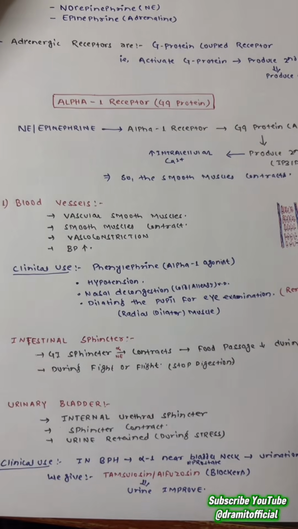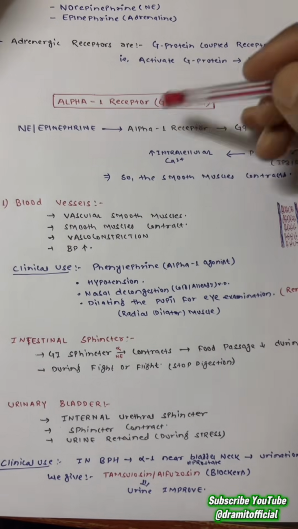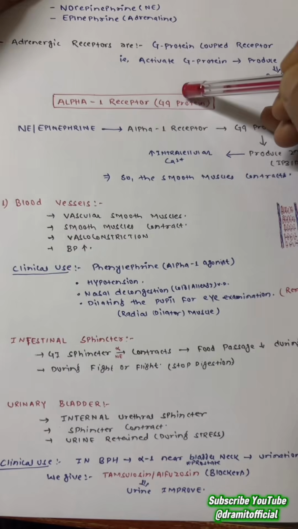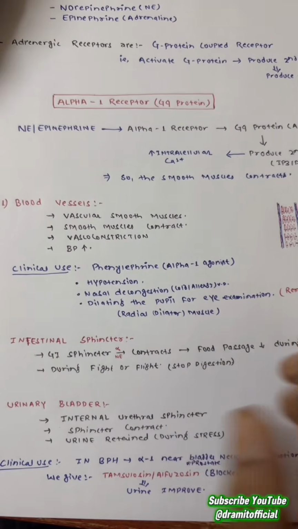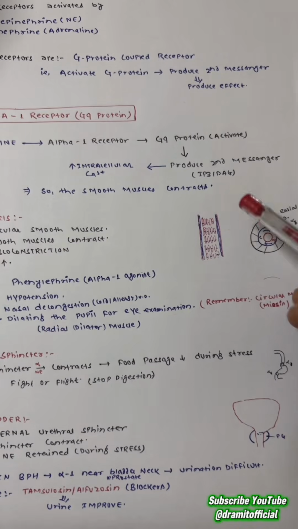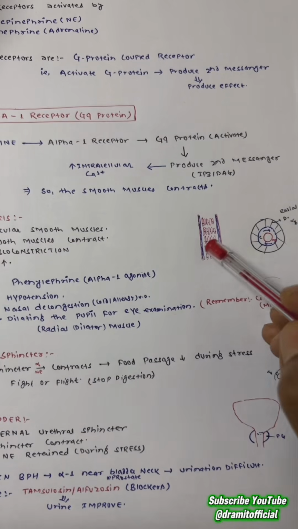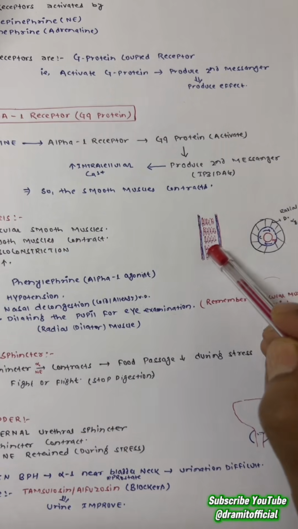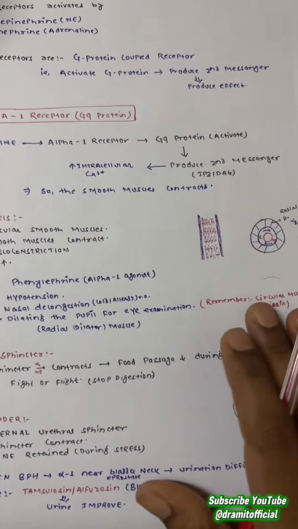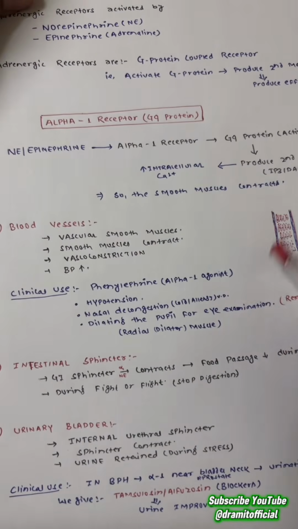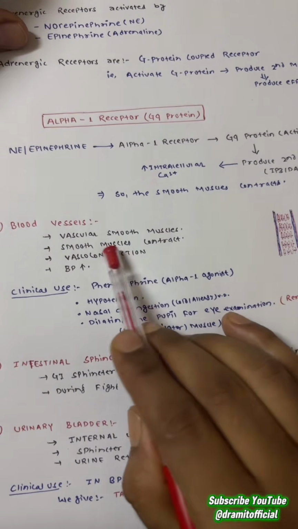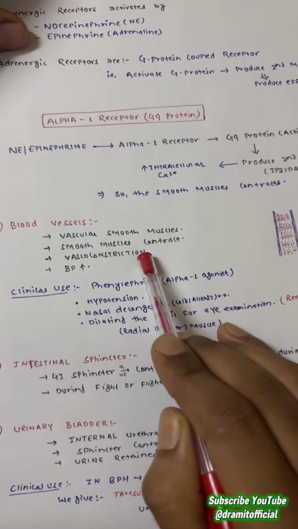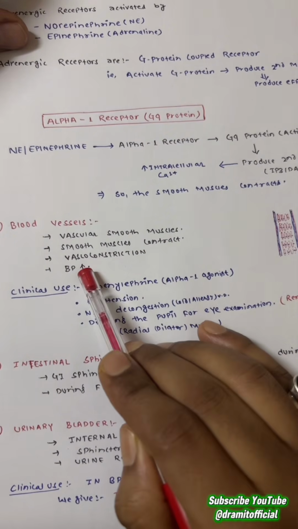Now let's understand clinically how the alpha 1 receptor works. In a blood vessel there is vascular smooth muscle. Suppose this is our blood vessel: it has endothelium, and it also has smooth muscle. These smooth muscles contain alpha 1 receptors. When the alpha 1 receptors of these blood vessels are stimulated, it will cause smooth muscle contraction and vasoconstriction of the blood vessels, and it will increase the BP.